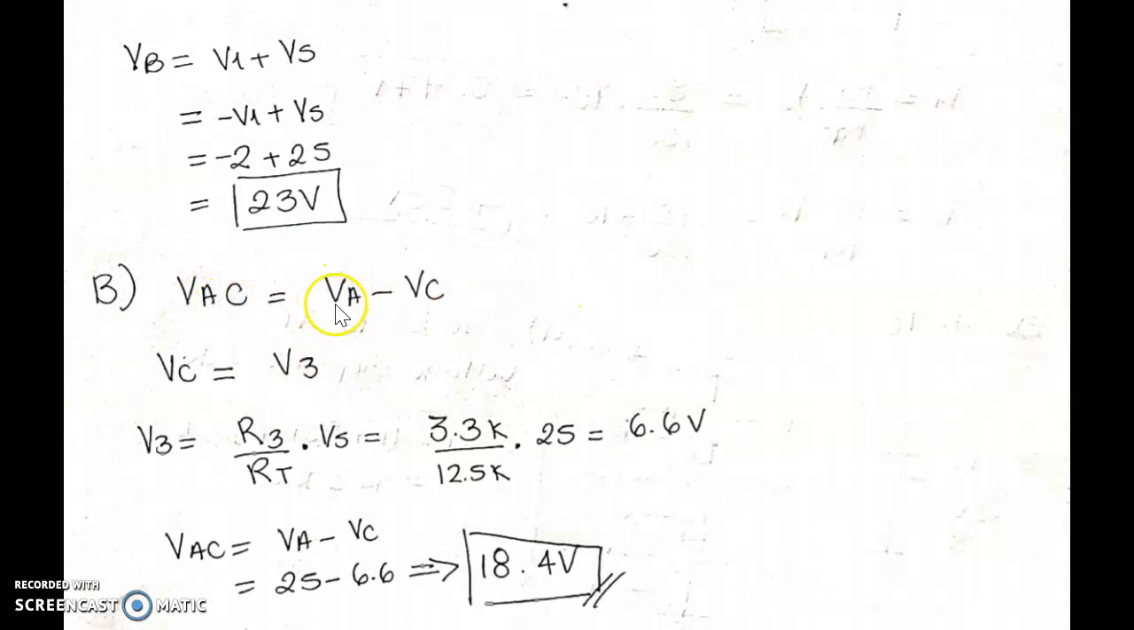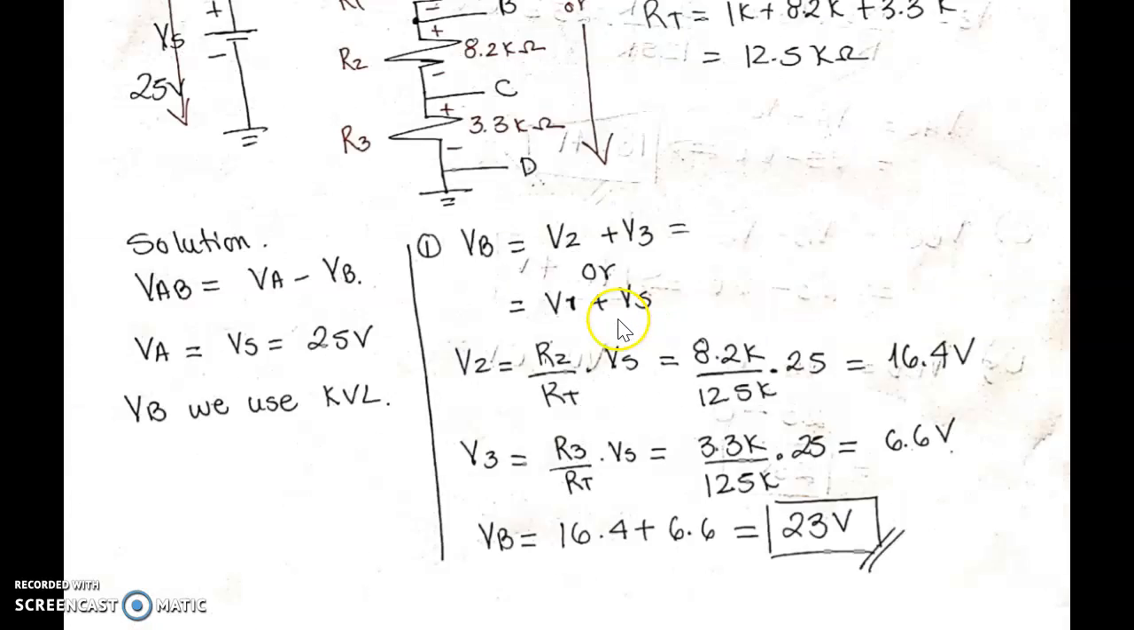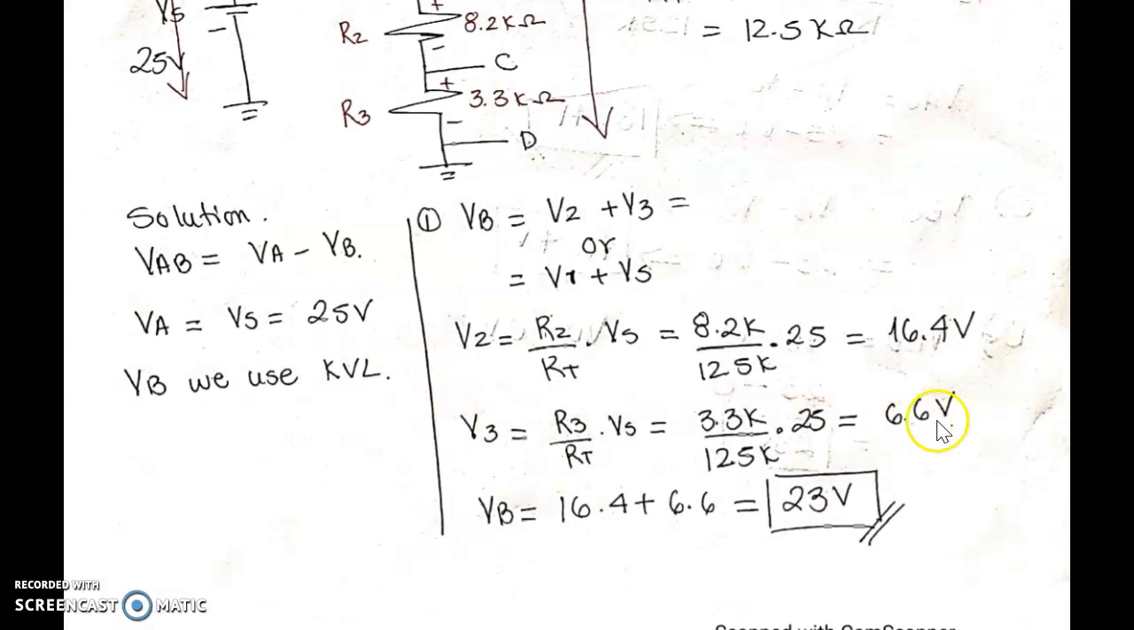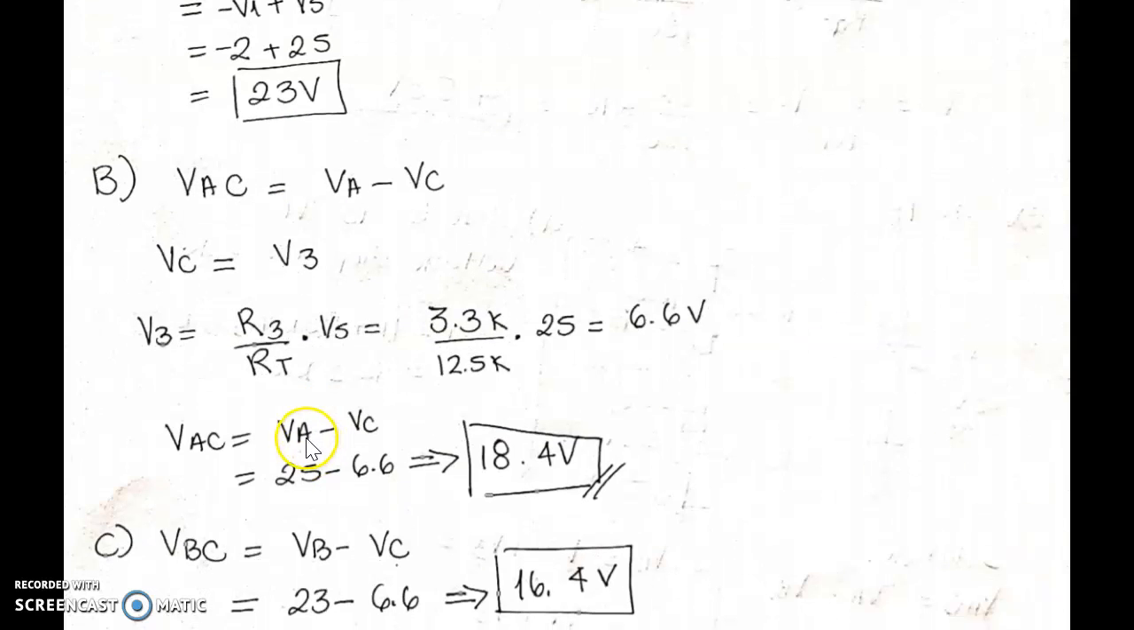Now part number 2 says VAC. So VA, I have it to be 25 volts. VC, we don't know. Let's see what VC is. Point C is right here to here. So point C is just V3. V3 I have calculated here to be 6.6 volts. So VC is just V3, 6.6. VAC is 25 minus 6.6, so it's 18.4 volts.